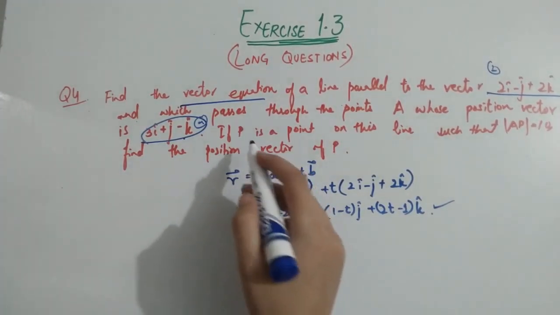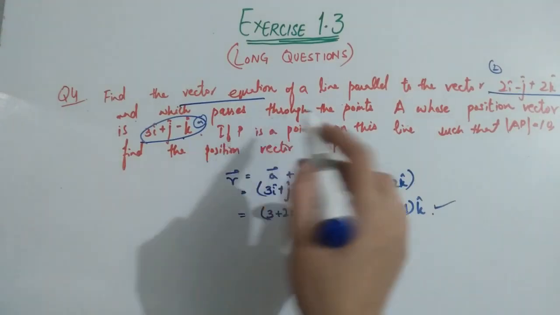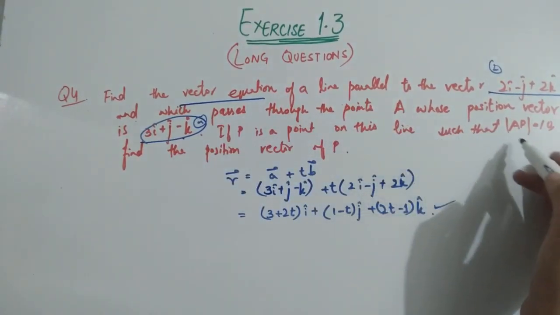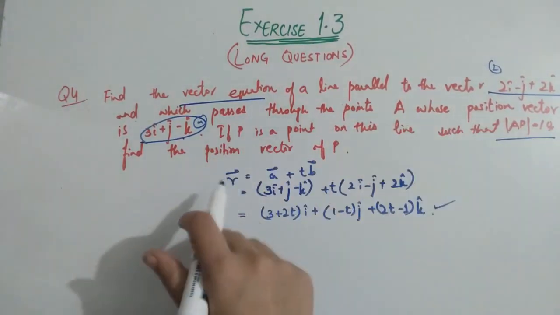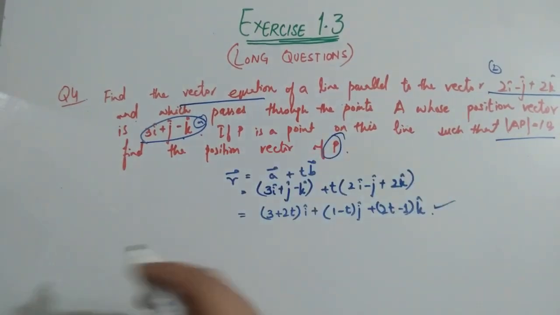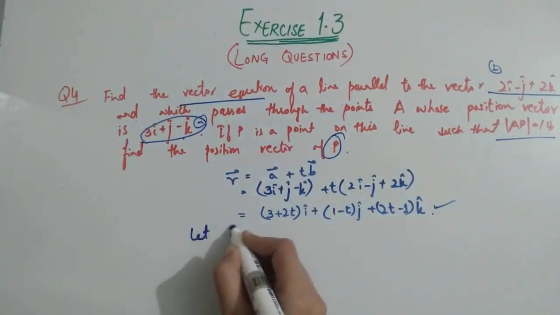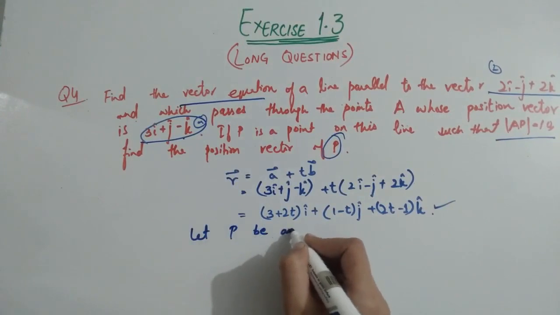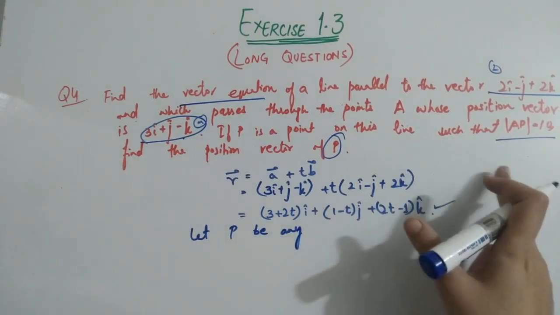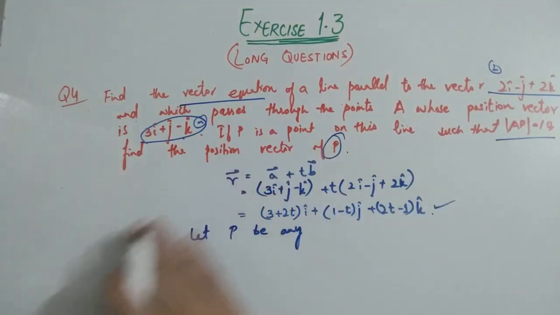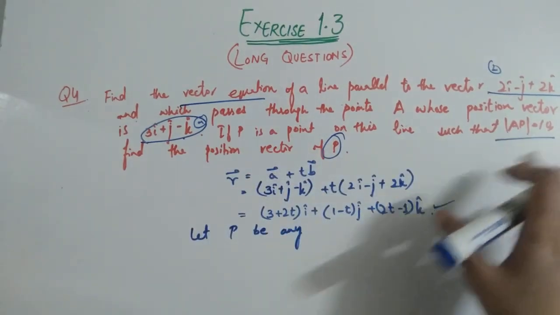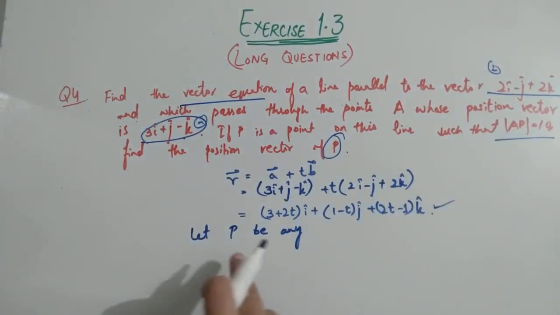Now in the second part it is asked that if p is a point on this line such that the distance from a to p is 10, then we have to find the position vector of p. So let p be any point whose distance from the vector a is 10, then we can find the point p.